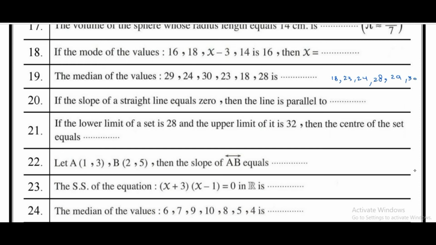Cancel 18 with 30, 23 with 29. There are two numbers. The median equal their sum over their number. 24 plus 28 over 2 equals 52 over 2 equal 26. The median is 26. The slope of the straight lines equal 0. Then the line is parallel to x-axis.